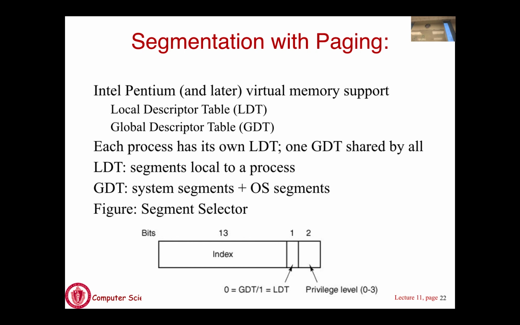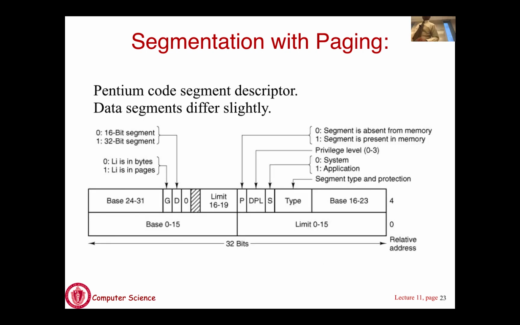Essentially the global descriptor table is one for the entire system. Every process has its own local descriptor table, say a segment table. Then there is one that is system wide, that is meant for the OS and system segments and so on. Now, how does all this work? So, here is a picture. It looks fairly complicated, but it is really not.